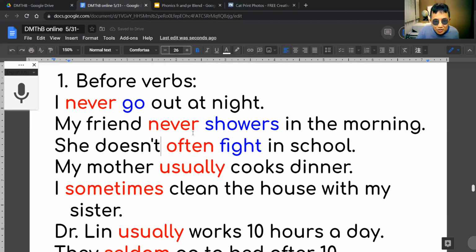Notice it doesn't change the fact that often is before the common verb fight. You see that? This word doesn't mean anything. Fight is the common verb and often appears before fight. It doesn't go anywhere. It is still before the word fight. It is still before the common verb. It doesn't jump over here.